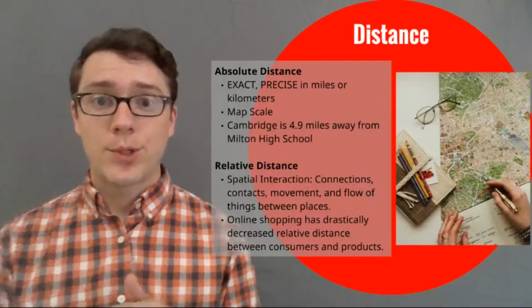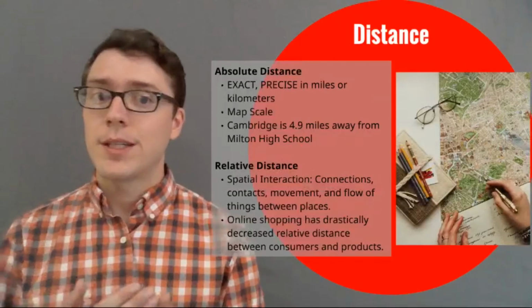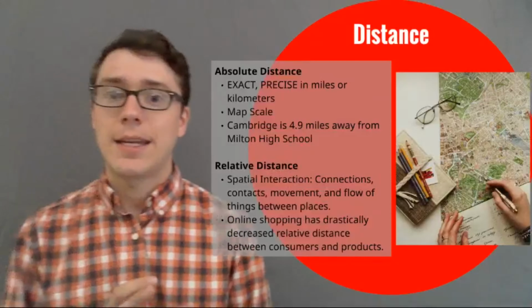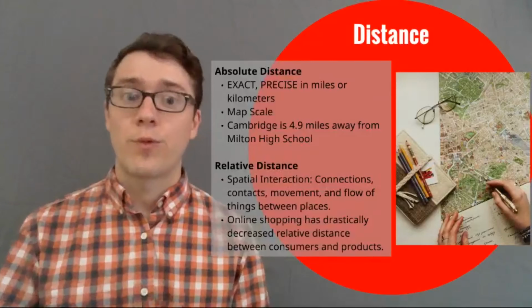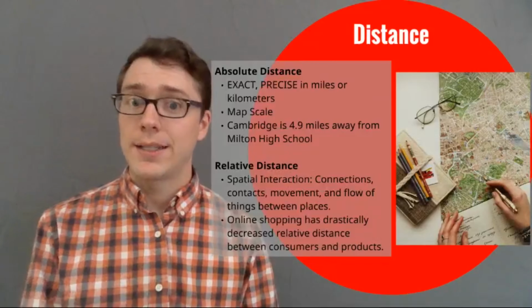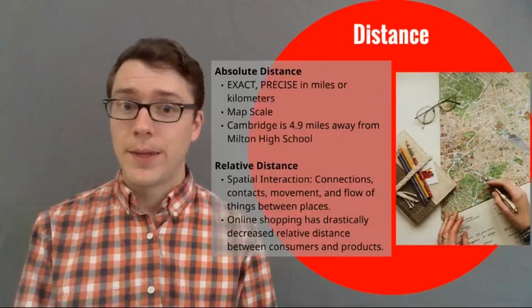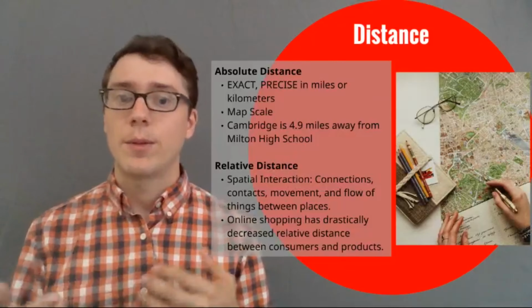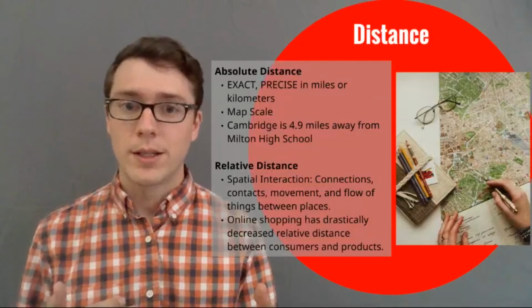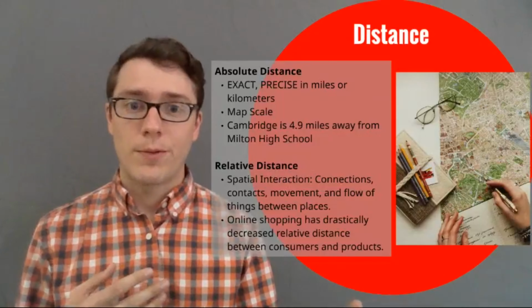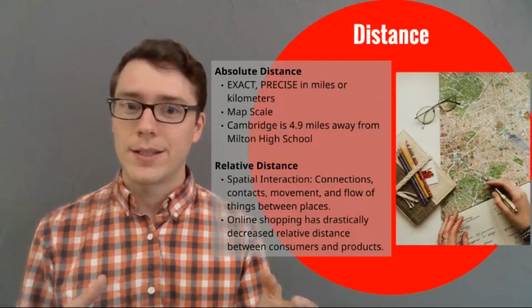Distance is another thing that we have absolute and relative of. Absolute distance is a precise measurement in miles or kilometers. So that's saying that Cambridge High School is 4.9 miles away from Milton High School. That's an absolute number that I can tell you that you understand. But a relative distance is about that spatial interaction, the contact, the movement, the flow between two places. So if I gave you an estimate like Cambridge is 15 minutes away from Milton, that gives you an idea of relative distance.